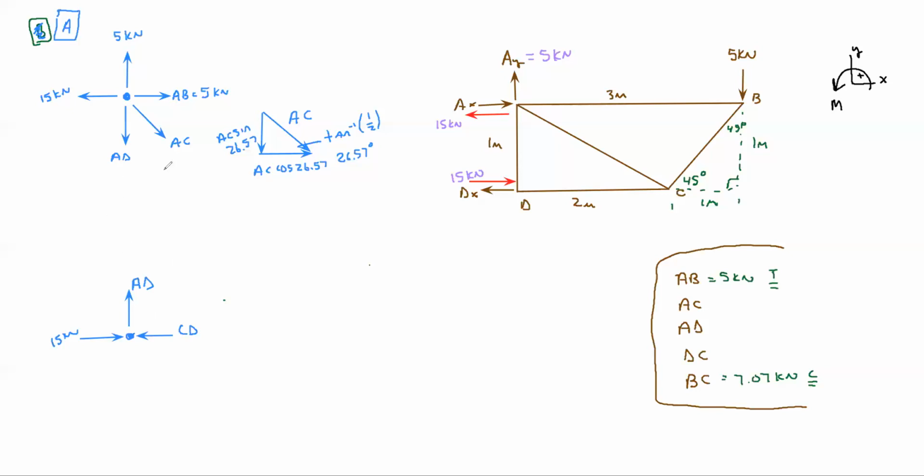So knowing that, I'm going to write up here, so I don't have to come back and redo it: AD is equal to 0. It is a zero force member.